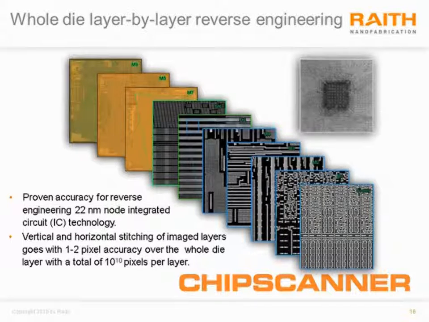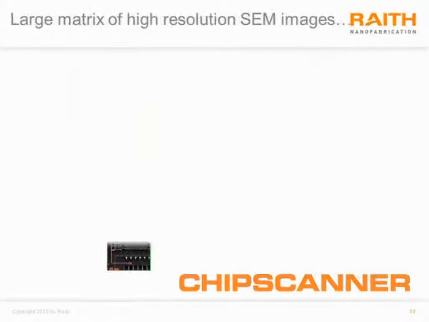So our client here is able to use the accurate large area imaging with 3D stitching that the chip scanner provides in order to successfully reverse technologies down to the 22 nanometer node. Let's have a look at how the chip scanner captures a large matrix of high resolution images.